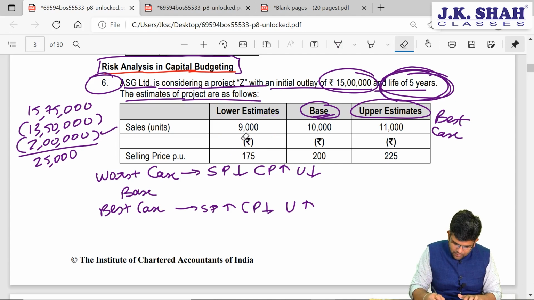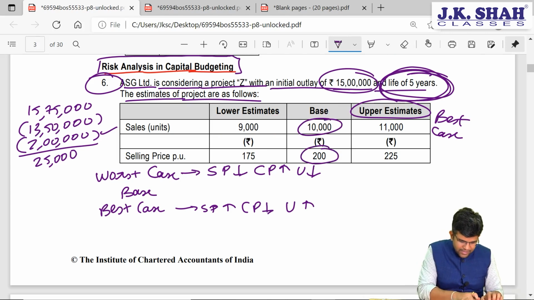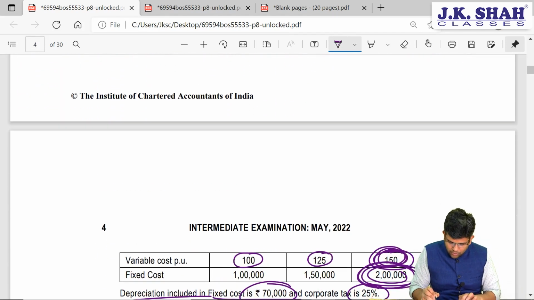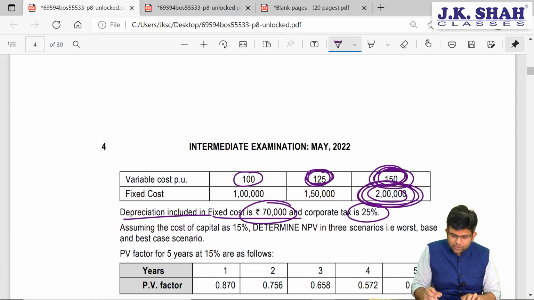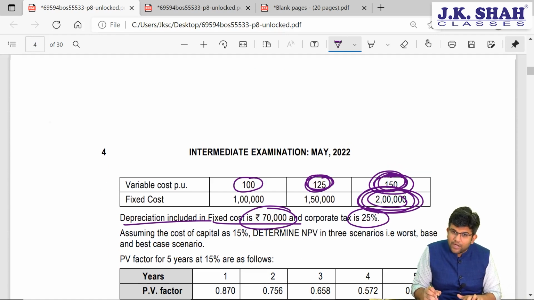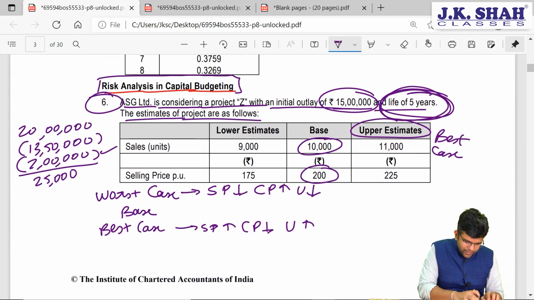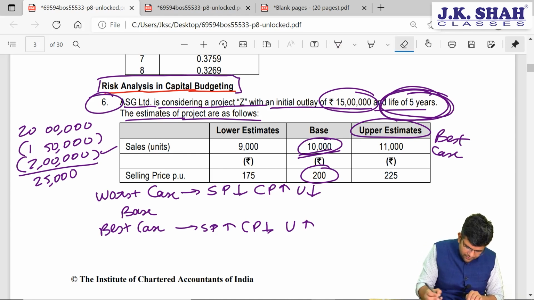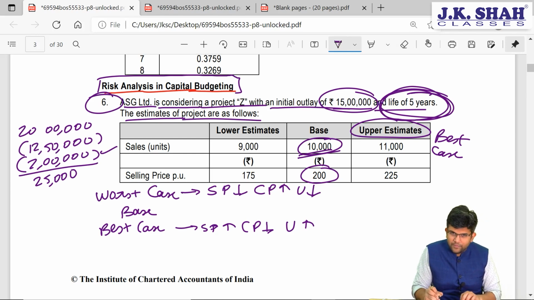Children, if you are discussing the base case, do you realize that the revenues will be 10,000 into 200, the base selling price? So 10,000 into 200, 20 lakh rupees will be the revenues. As far as variable cost is concerned, we will take the base one, that is the middle one, that is rupees 125. So if I take 10,000 units into 125 rupees per unit, 12,50,000 will be the variable cost.